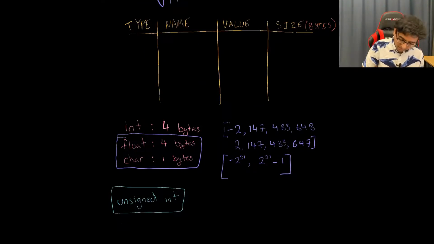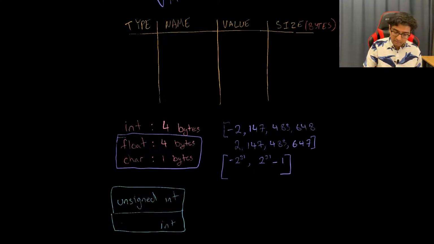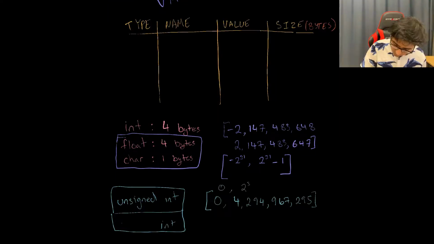Now before, our type was int. But if we add unsigned, an unsigned int is a different type than an int. The ranges for the two are also different. The smallest an unsigned int is allowed to be is 0. The largest it can be is 4,294,967,295. Or for short, 0 to 2 to the power 32 minus 1.